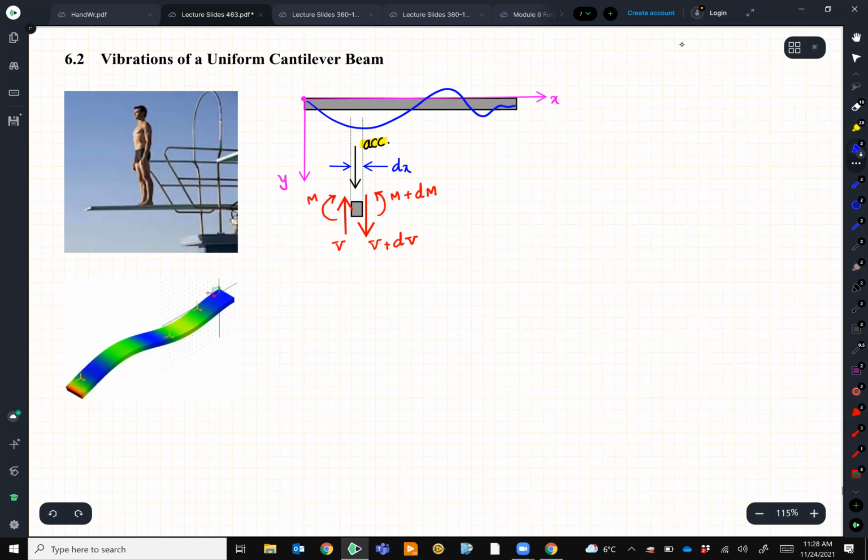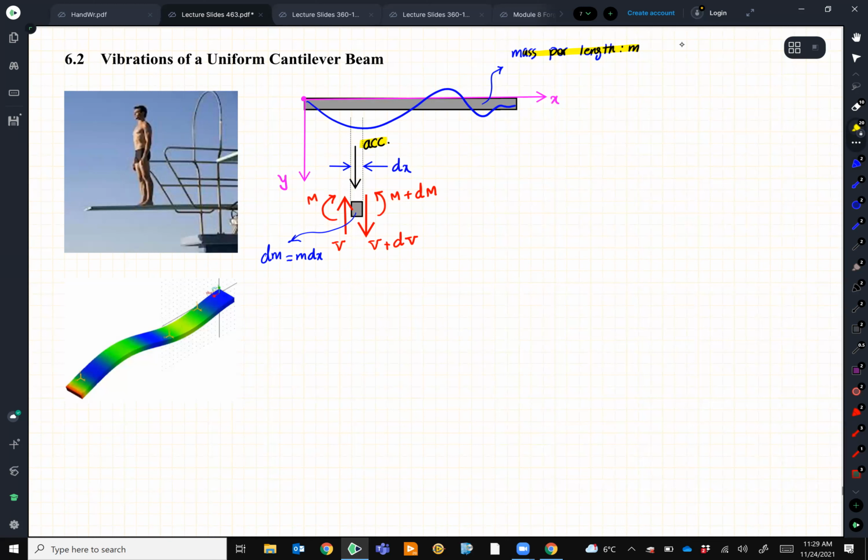So assuming that this guy has mass per length, let's say it is m, therefore the mass of this little element will be dm, a portion of that mass, which is m multiplied by dx. Because we said our mass per unit length is m. Not the total mass, mass per unit length or per length. So this is my free body diagram.